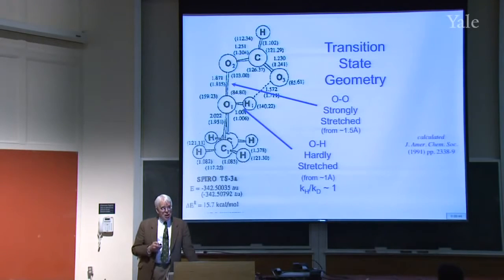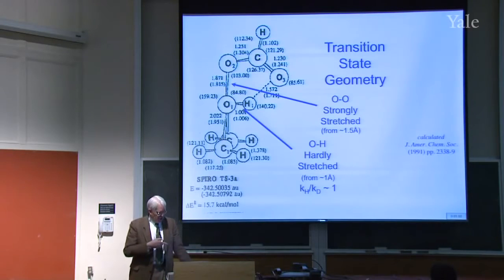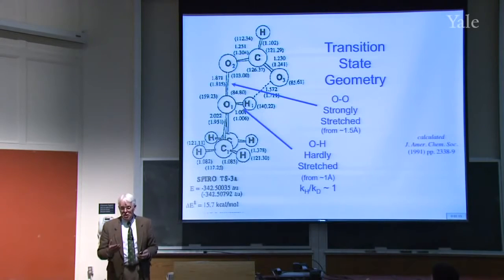But notice that the OH bond, remember that H is going to transfer from O1 to O3, at the transition state is hardly stretched at all. It started at about 1 angstrom, and it's 1.01 here at the transition state. So it actually is going to do most of its motion after the transition state. And I put kH/kD is about 1. That is, there's not a kinetic isotope effect on this. Does that surprise you? That there's not a kinetic isotope effect? That deuterium and hydrogen are transferred at the same rate?